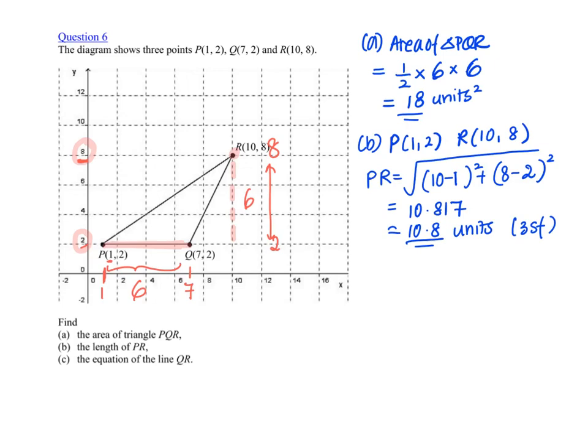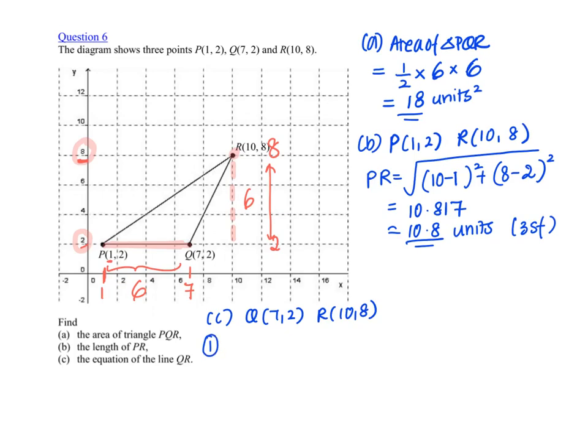Have you gotten the answer? Now, next part of the question, part C, wants us to find the equation of the line QR. In case I forget and get mixed up, Q is the point (7, 2), R is the point (10, 8). So I should keep myself focused. First step, what do we do?